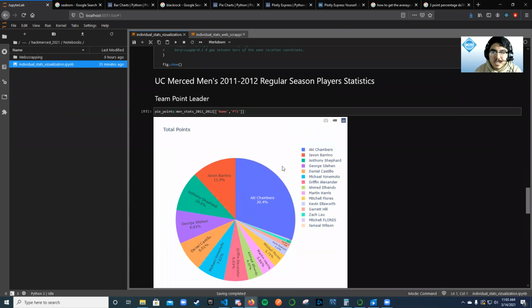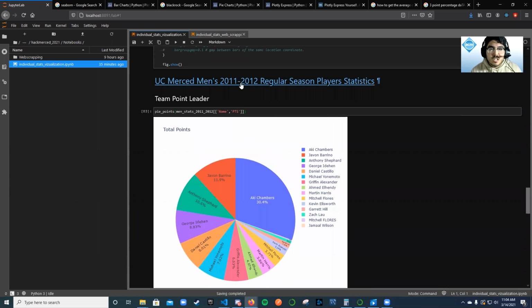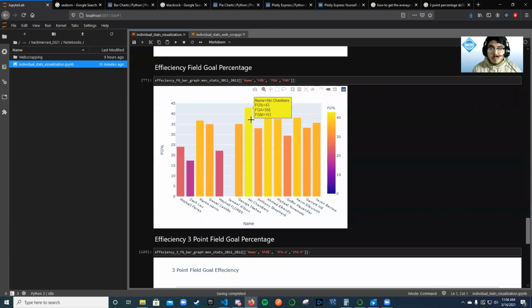Pi points does this, an interactive graph of the total points the UC Merced basketball team and who did the most, right? Who had the most points, percentage wise. So as you can see, Aki Chambers had 30.4% of all the points of UC Merced in the 2011 to 2012 regular season. And for our next one, the efficiency field goal percentage. As you can see, the more yellow it is, the higher your efficiency was for field goals. And as you can see, Aki Chambers again at 43% with a field goal attempted 356 and field goals made with 153. As you can see, it's all interactive.